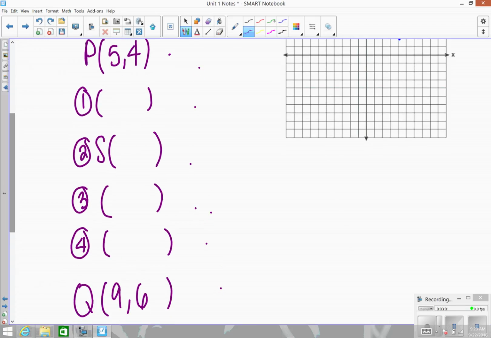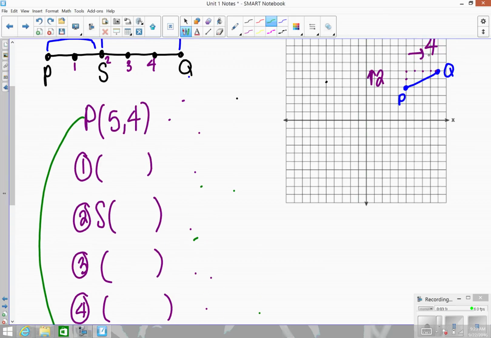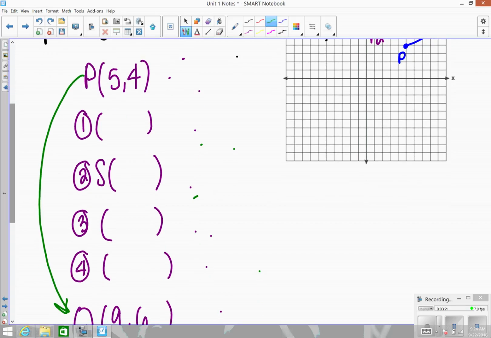Now when I look at these, I need to decide, how did I go from 5 to 9? What's the change in the X values? Remember, if you struggle with coming up with that number, look at your graph. Since we counted over on the graph, whatever you moved right or left is going to tell you what the change in X was. Since I moved right 4, it's a plus 4. If I were to move left 4, it would have been a minus 4. Since it's directed, you have to start at point P. So 5 to 9 gave me plus 4.